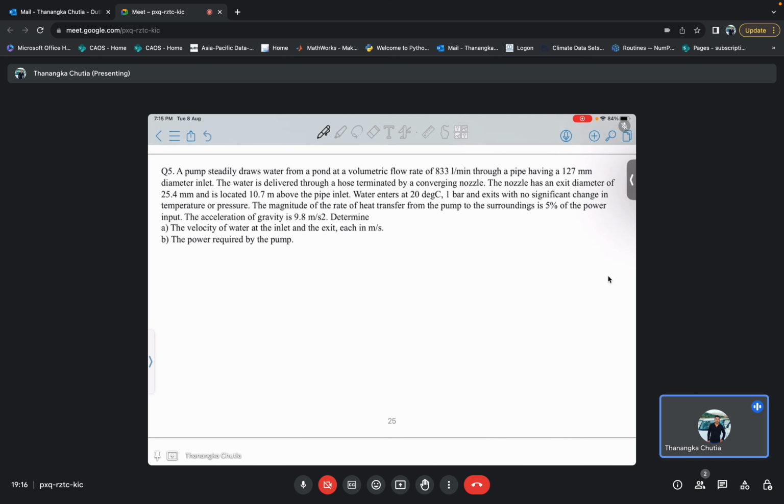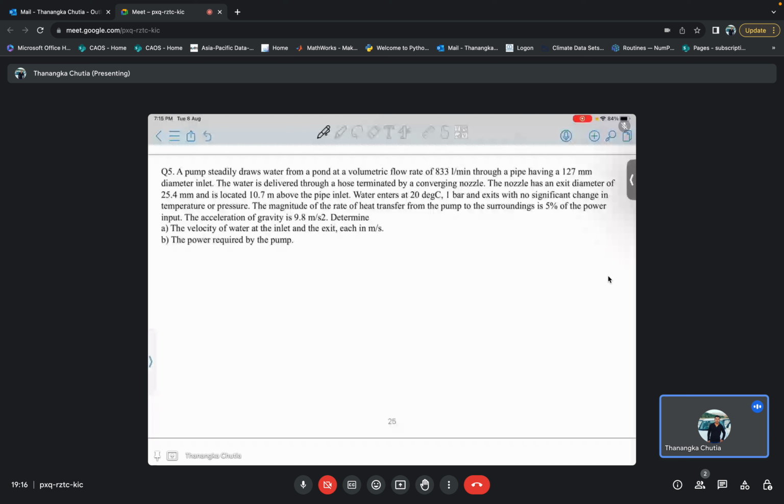Water enters at 20 degrees Celsius, 1 bar, and exits with no significant change in temperature and pressure. The magnitude of the rate of heat transfer from the pump to the surroundings is 5% of the power input. The acceleration due to gravity is 9.8 meters per second squared.